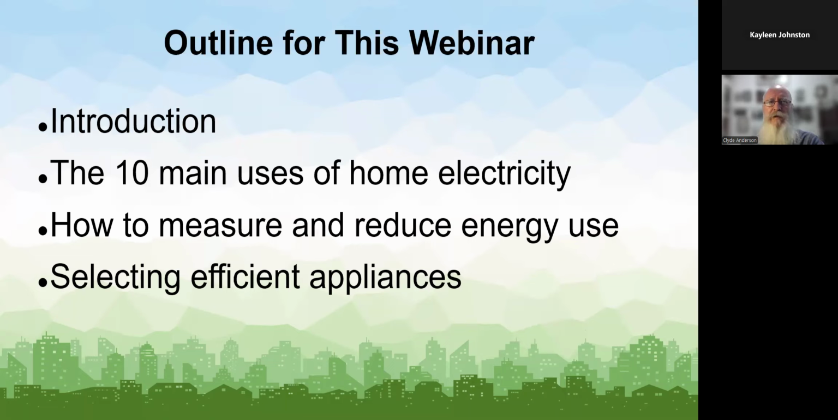A little bit of an introduction, which gets your thinking in the right framework, because a lot of this is numbers, and some people have challenges with numbers. So we need to go slowly for that bit so that we can keep people on board. Then we'll talk about the 10 main uses of home electricity, how to measure and how to reduce your energy use, which obviously is part of energy efficiency. And then finally, a quick look at how to select efficient energy appliances.